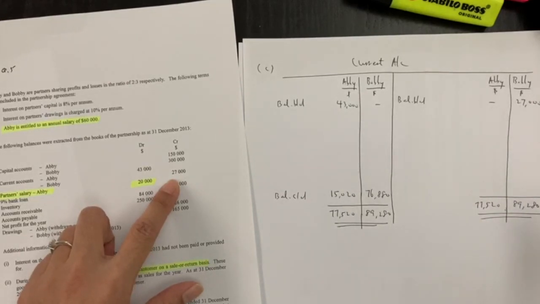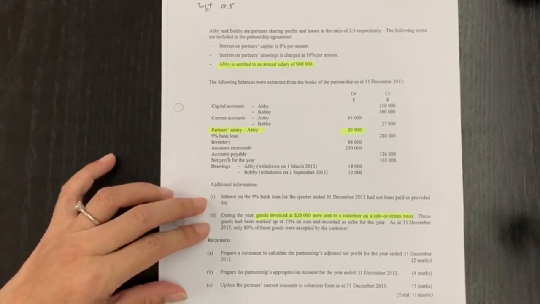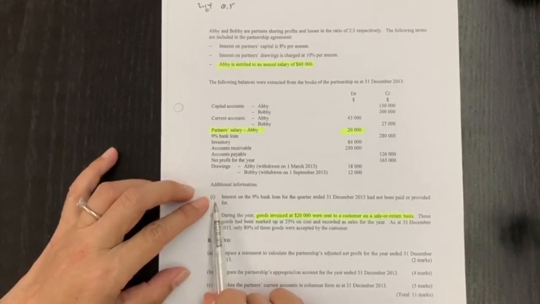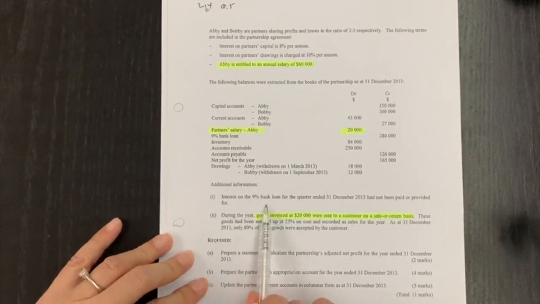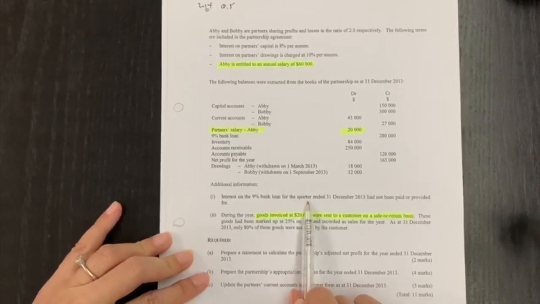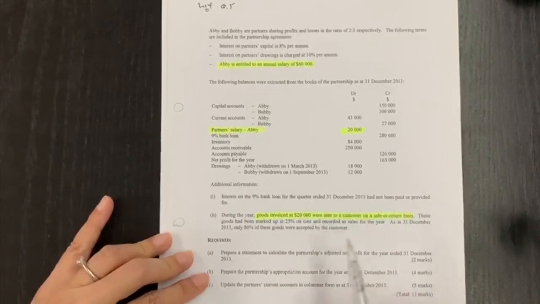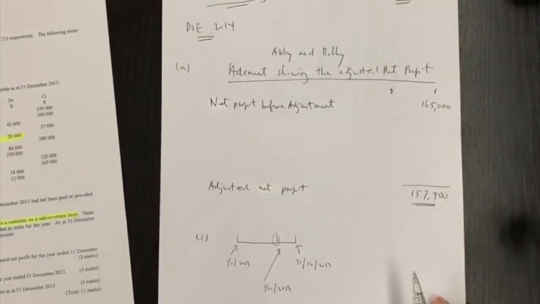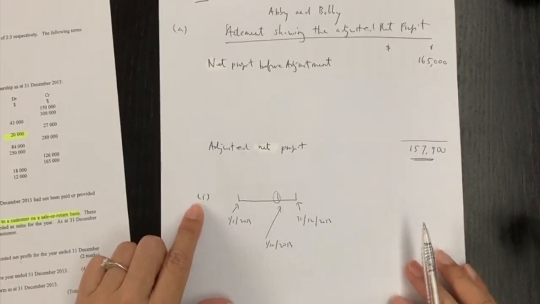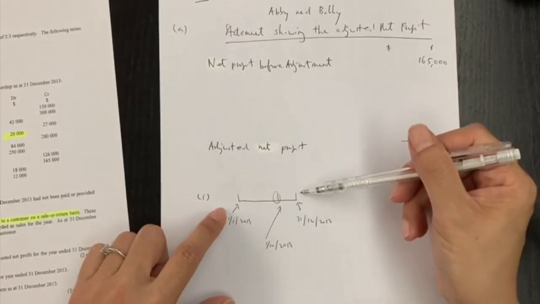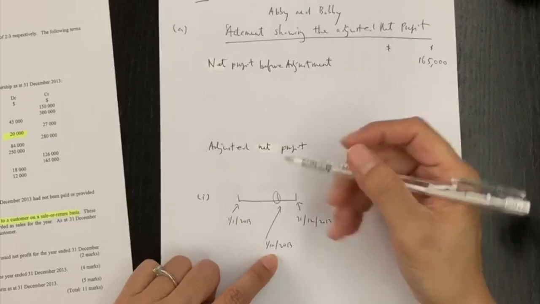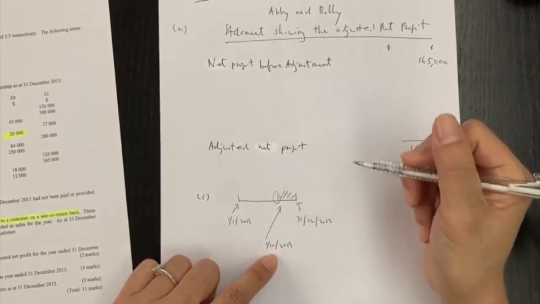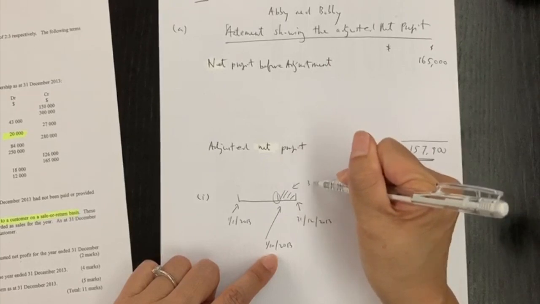Since we have errors in the financial statements, we need to do corrections. According to point number 1, it says interest on the 9% bank loan for the quarter had not been paid or provided for. How long is a quarter? There are 4 quarters in a year, so it would be 3 months. Now here is the diagram for the adjustment of interest on the bank loan. This is the timeline, and this is the financial year end. A quarter is 3 months. This is the date that we start to have the 9% interest loan. So this is 3 months.